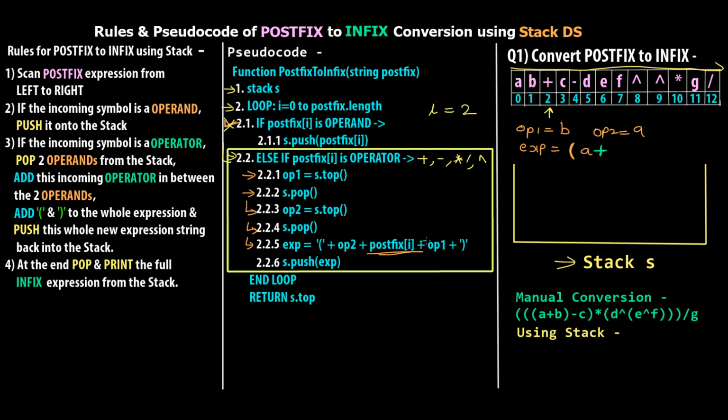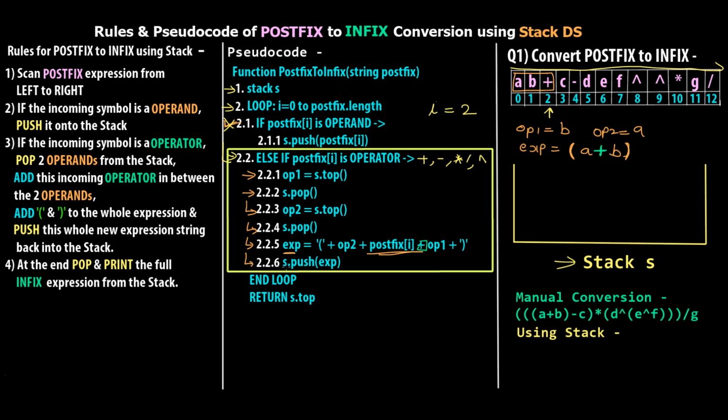So this plus is for appending, okay? It is not gonna come in the expression. It is for appending or adding this op1. What is op1? op1 is B. So let's write B over here. And then we have plus this closing bracket. So we will add closing bracket. So we've created an infix expression from this first part, that is the first 3 characters of the postfix expression, and it is stored in this exp variable, a string variable basically.